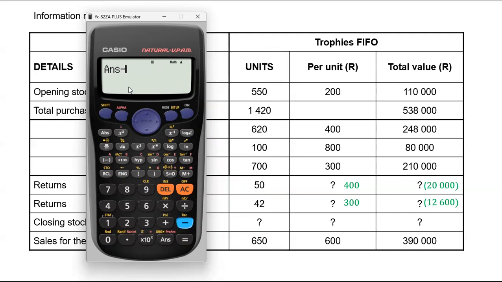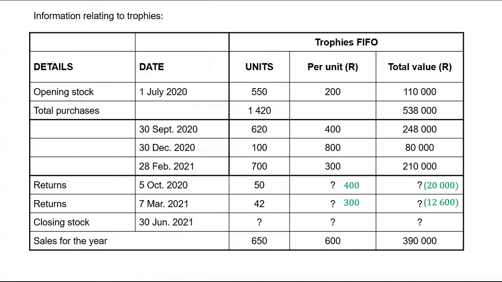1,878, but we only sold 650 units. So we are left with 1,228 units. But because this is first in, first out, we know that what will make up that 1,228, the first thing that will be part of that will be these 700 units. But remember, from these 700 units, we are only left with 700 minus 42, which is 656. Obviously, it doesn't make that 1,228.